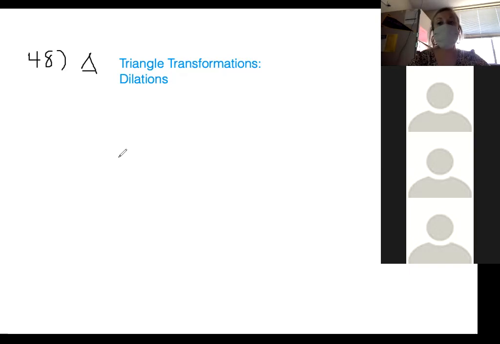All right, triangle transformations, dilations. The transformations we did yesterday were what? What did we do yesterday? Reflections and translations. We did slides and flips, right? When you shift or slide something, or when you flip something, does it stay the same size and shape?